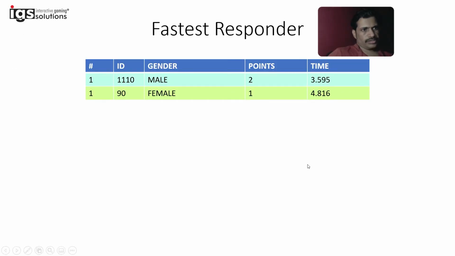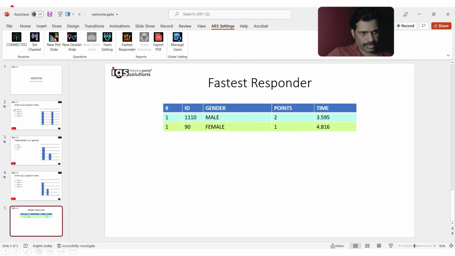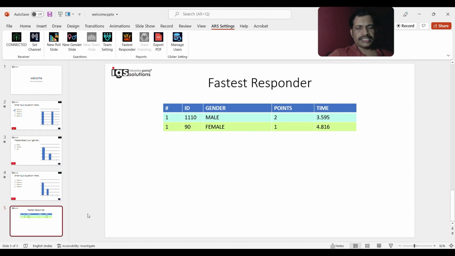So here you can see male, 2 points, leading the table with 3.5 seconds. In the female group it is this particular thing. In the male group it is this. So one top list is this. If you want to show two, you can see two results, or as many results as you want. Okay, clear? It's that easy to use.